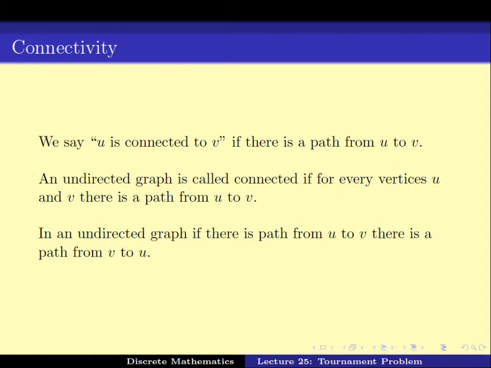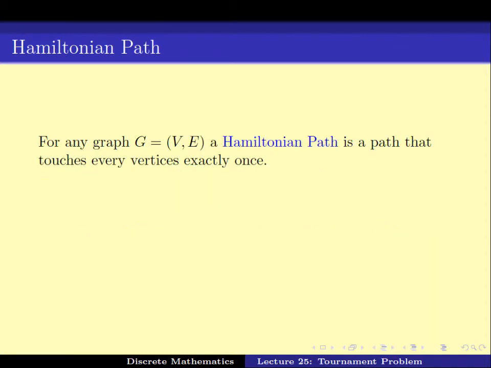An undirected graph is called connected if every pair of vertices in the graph is connected to each other by a path. There are different kinds of paths that we also study. One of them, which is important for us for this problem, is the Hamiltonian path. A Hamiltonian path is a path that touches every vertex exactly once.